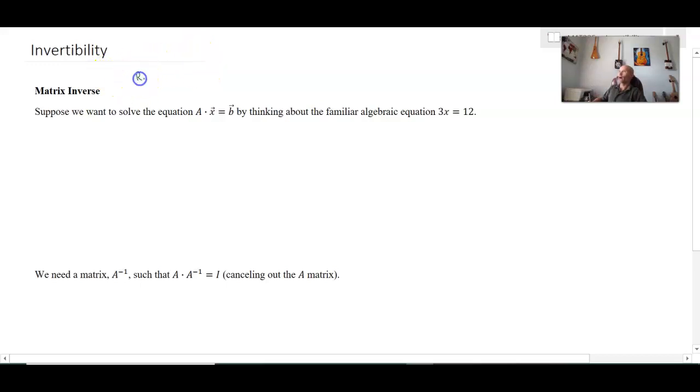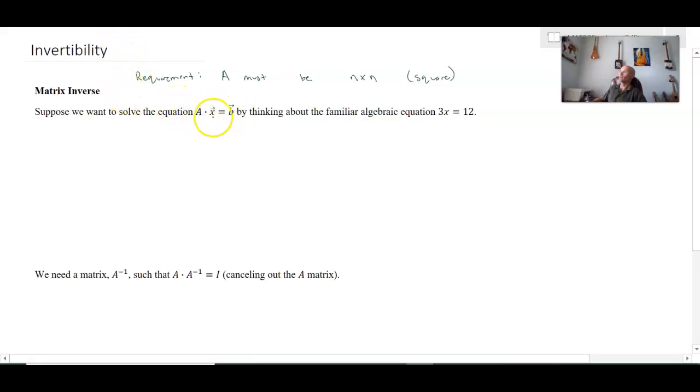So the requirement is that A, our matrix that we're trying to find the inverse of, must be n by n, meaning it has to be a square matrix. It has to have the same number of rows as it does columns. And the reason is going to be something that we'll discover here shortly. But let's motivate this first.